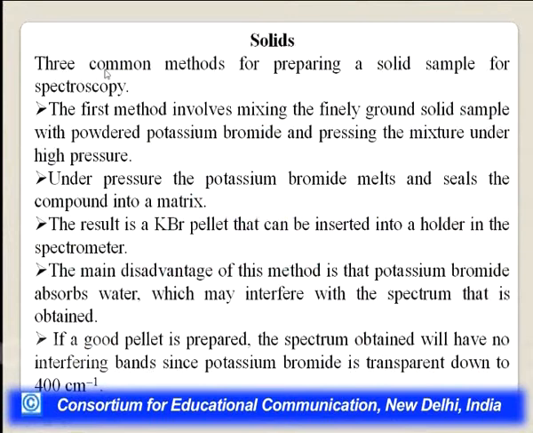Solids. Three common methods for preparing a solid sample for spectroscopy. The first method involves mixing the finely ground solid sample with powdered potassium bromide and pressing the mixture under high pressure. Under pressure, potassium bromide melts and seals the compound into a matrix. This results in KBr pellets, or potassium bromide pellets, that can be inserted into a holder in the spectrophotometer.